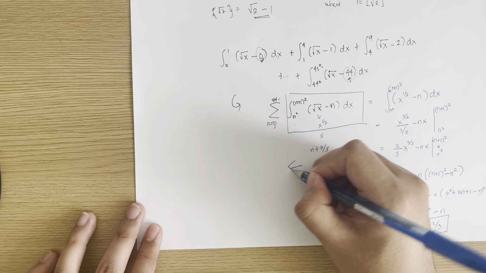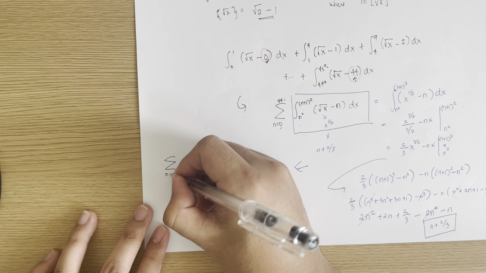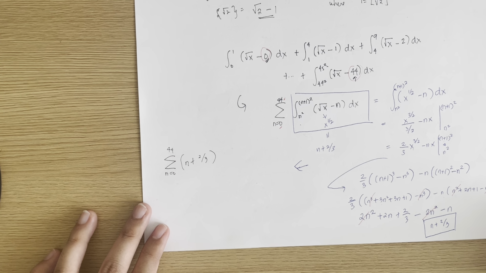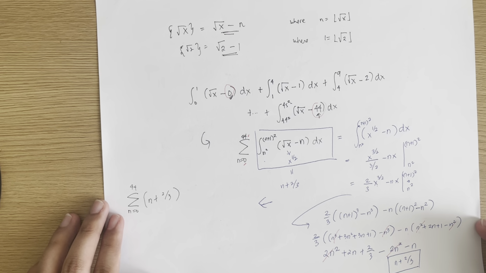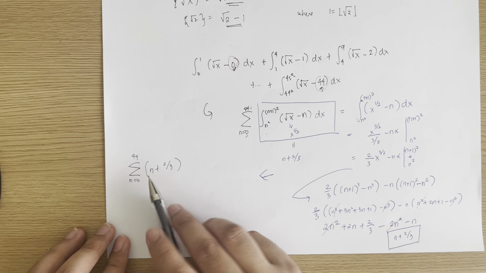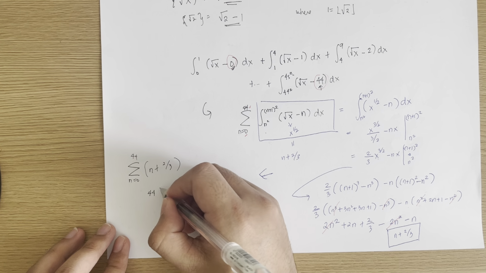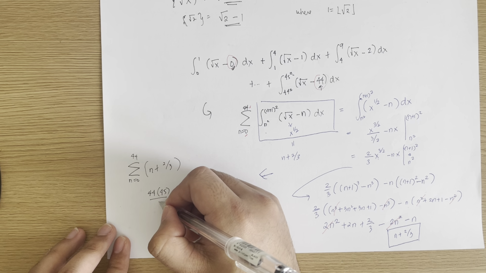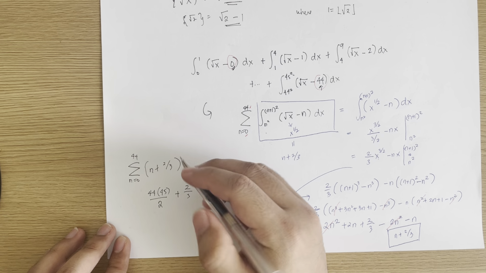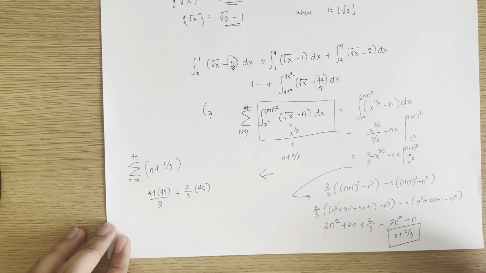So we're nearly done. We just have to evaluate the sum from n equals 0 to 44 of n plus 2/3. Right? I hope it's clear. Now n here, we can use the formula n times n plus 1 over 2. So this will be 44 times 45 over 2. And then this one, 2/3, you will be adding 2/3 from 0 to 44. So that will be 45 times.